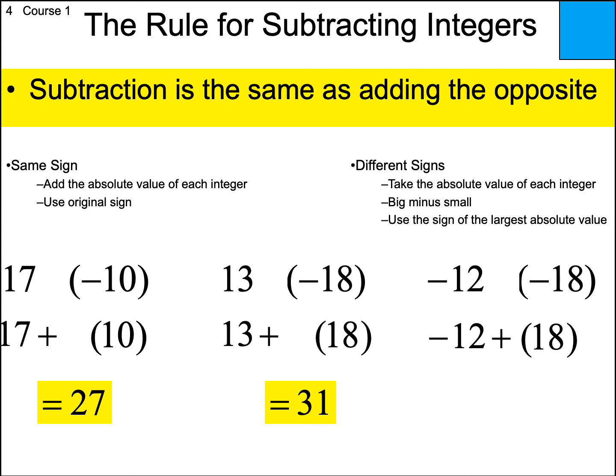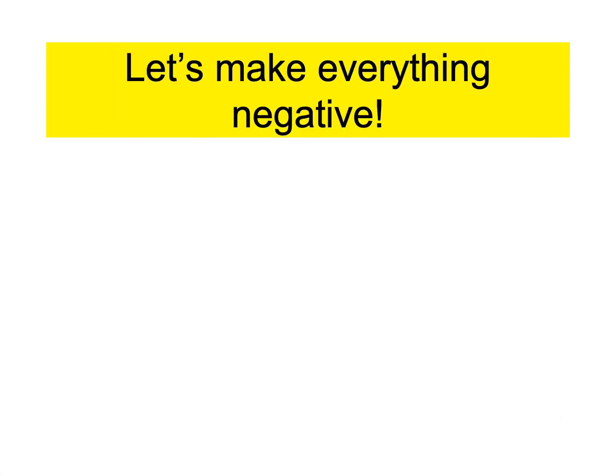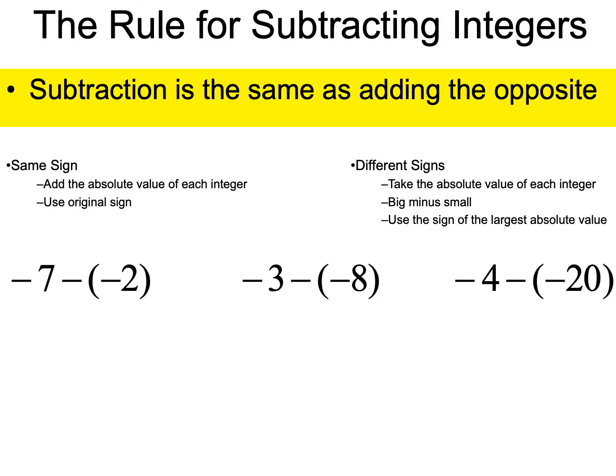Do we have more negatives or more positives? I got negative 12 and a positive 18. I got more positives, so positive 6. All right. So the ones that are the most challenging are the ones where everything is negative. So let's do 3 of those.